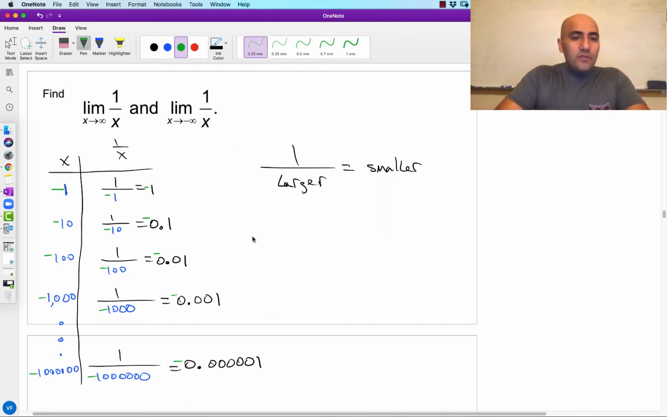Let's use Desmos to do this exact same thing. They do a nice job of graphing it.